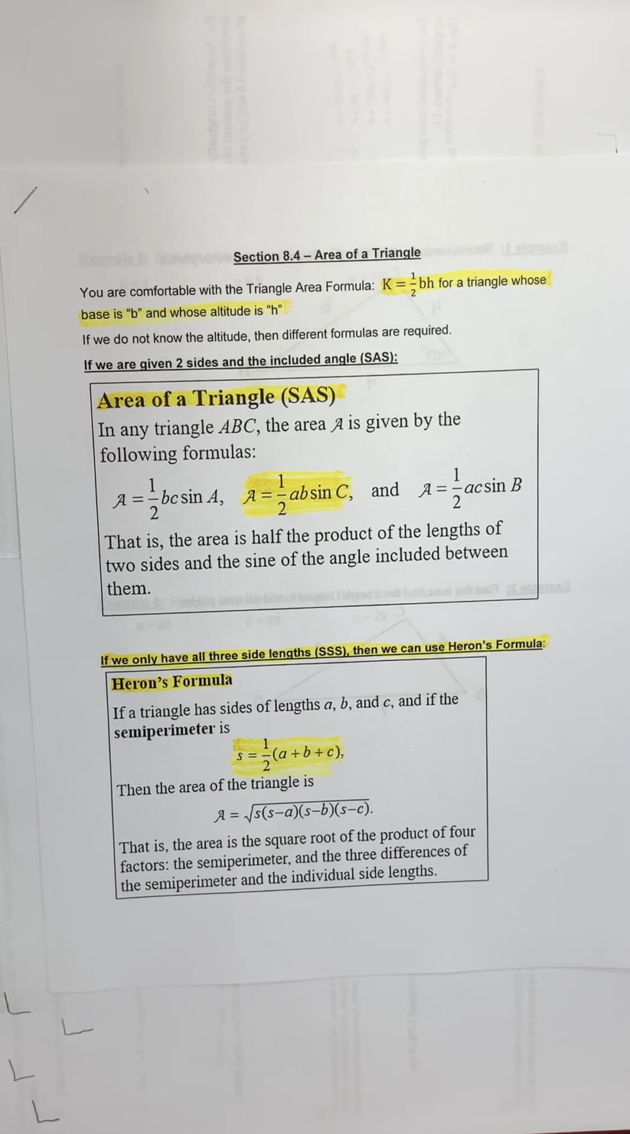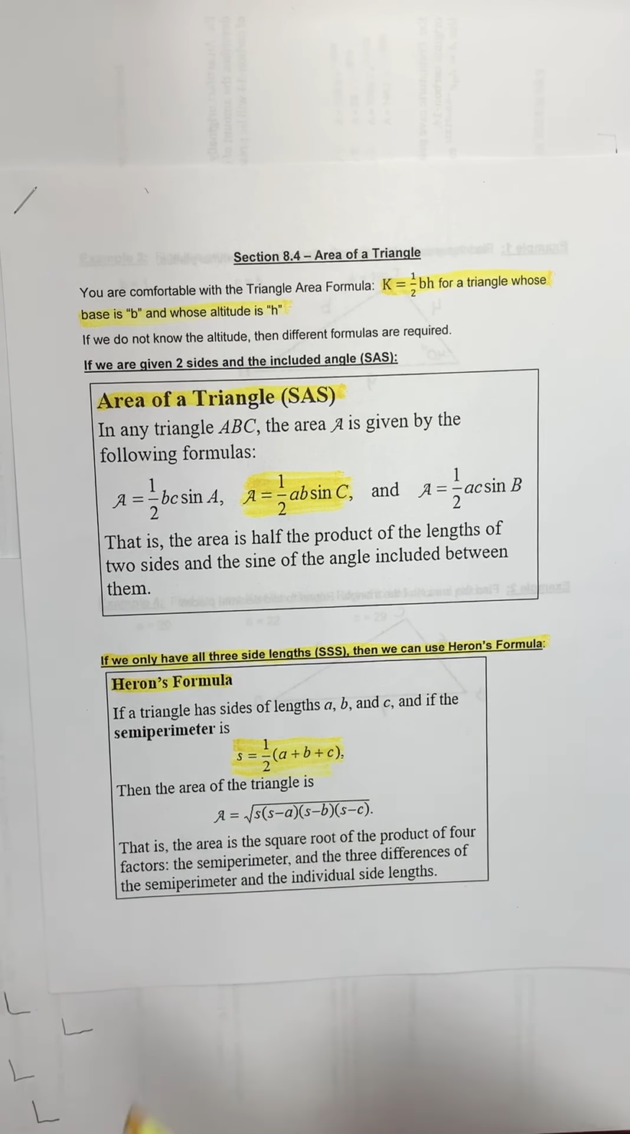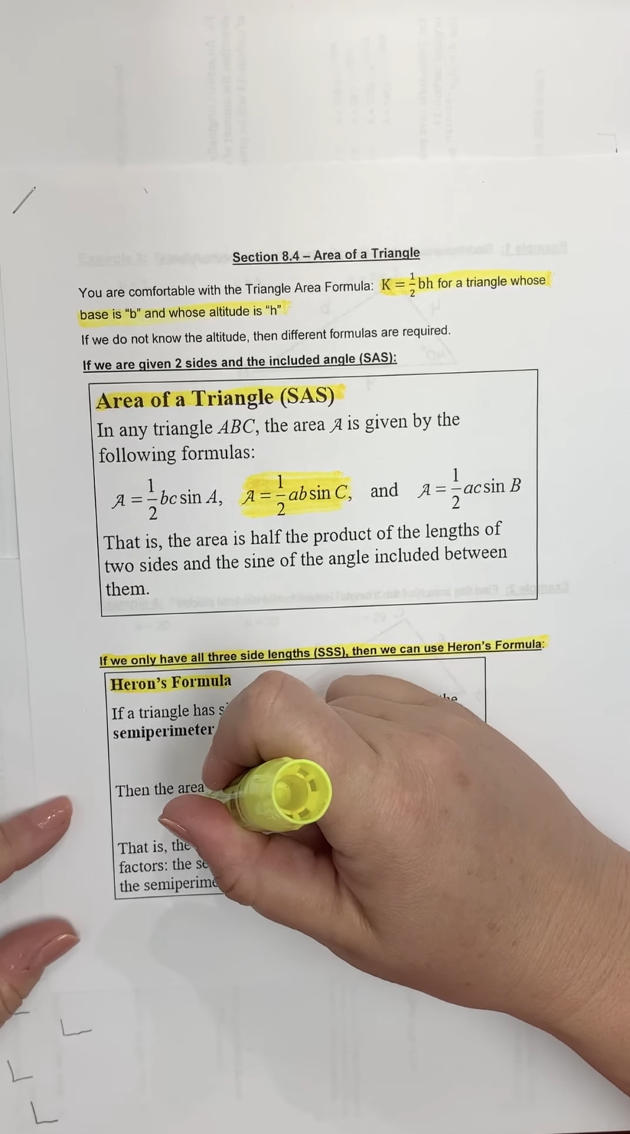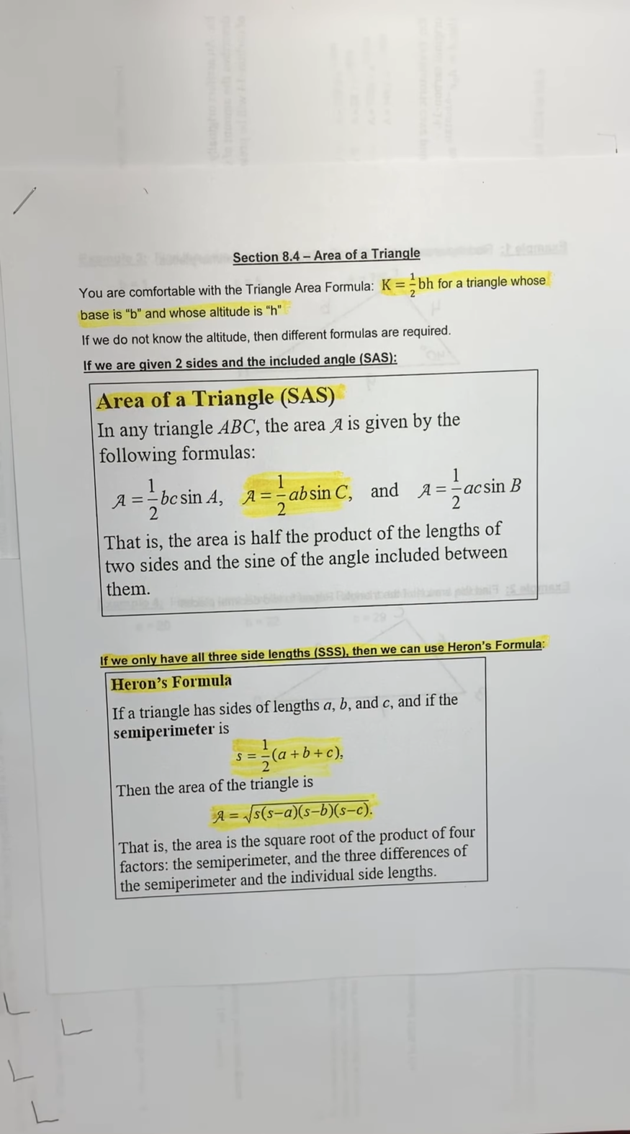Now you know that a perimeter is just the sum of the sides of an object. Well, the semi-perimeter is half of a regular perimeter. So in this case, we're going to take all 3 sides, add them together, and multiply by 1/2 or divide by 2.